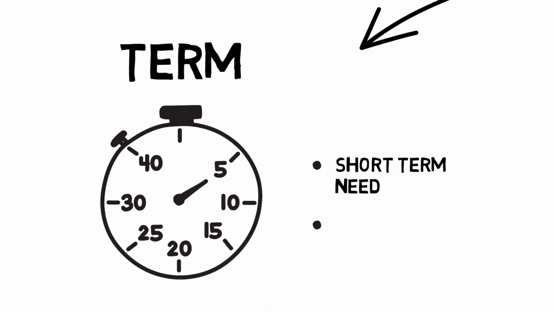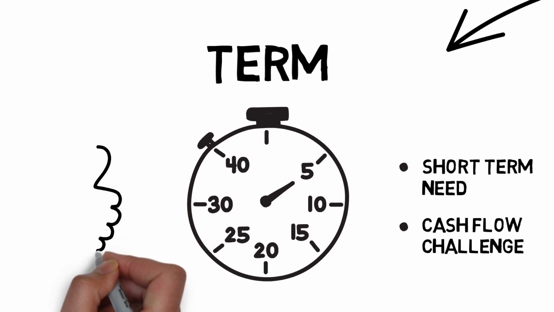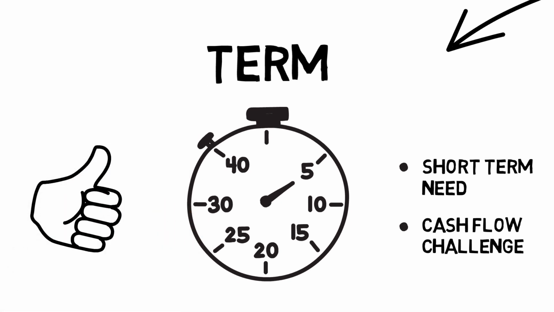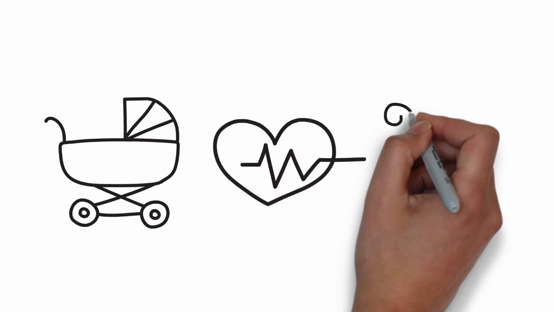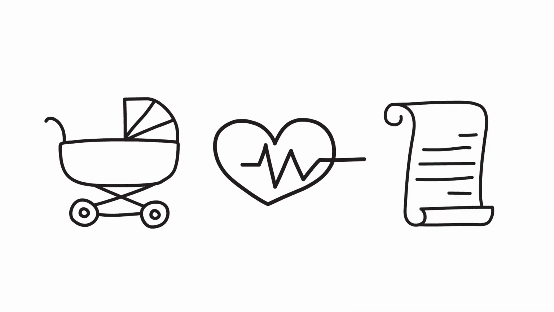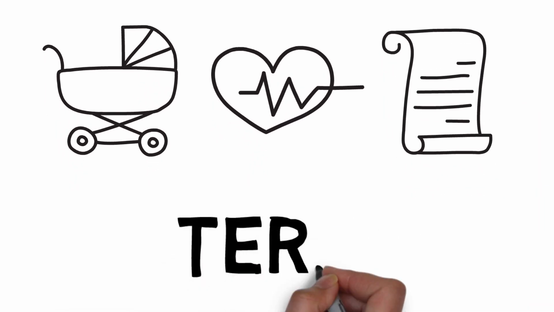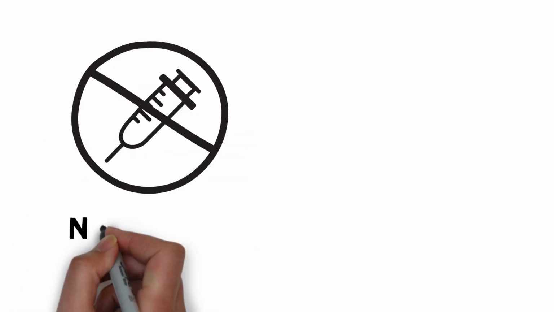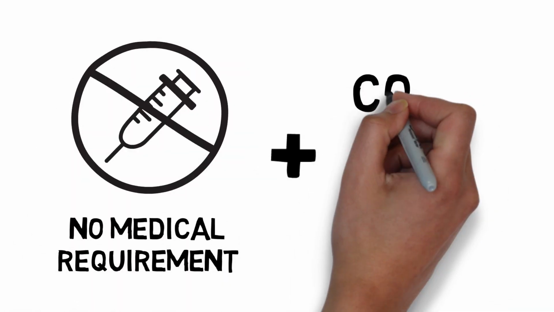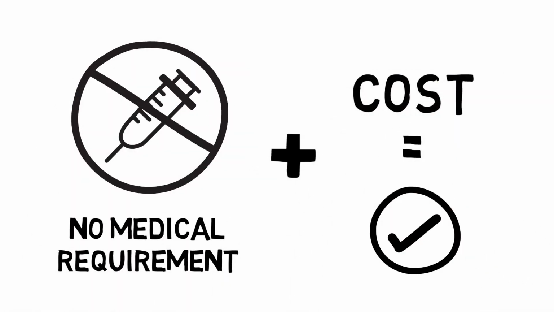You might consider a term policy if you have a short-term need or if cash flow is a challenge right now. If you think term insurance is the right choice for you, there are still some additional considerations to keep in mind. As life changes, a growing family, changes to your health, a changed financial situation, your philosophy about life insurance may change too. That's why some term policies are designed to convert to a permanent policy without a medical requirement. And the cost is based on your attained age. This means that if you had a change in health, it would not impact your term conversion.